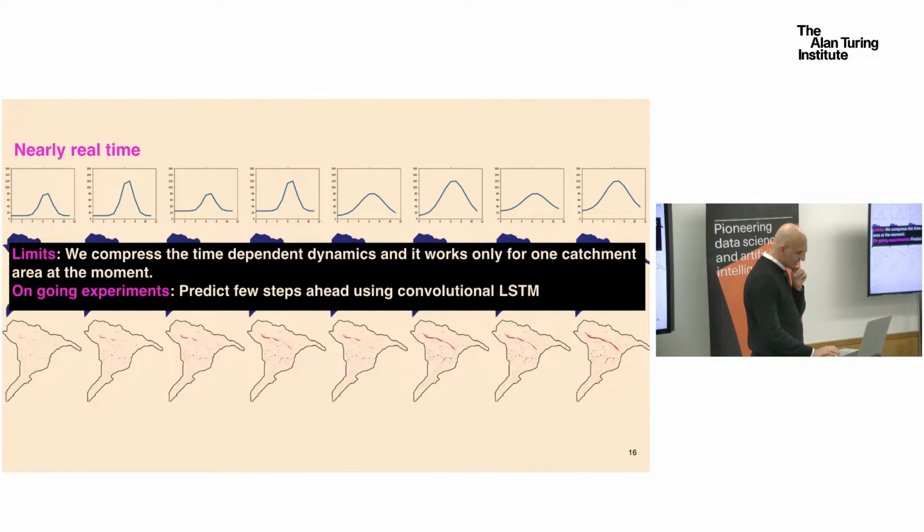The limit here is that we compress the time-dependent dynamics, and that's a big problem. For example, we wanted to test this model with several catchment areas and come up with a kind of universal emulator, but it's not working. At the moment, it's limited to a certain catchment area with a few rain patterns, historical data, and it works pretty well. It learns to interpolate in between. But what we are now doing, and it is still an ongoing experiment, is predicting using something like a convolutional LSTM. We are trying to predict the time dimension also.